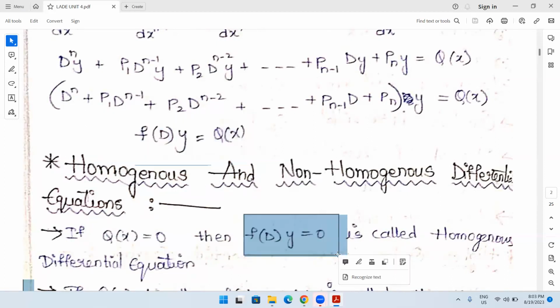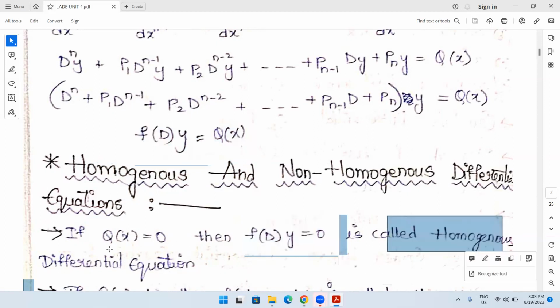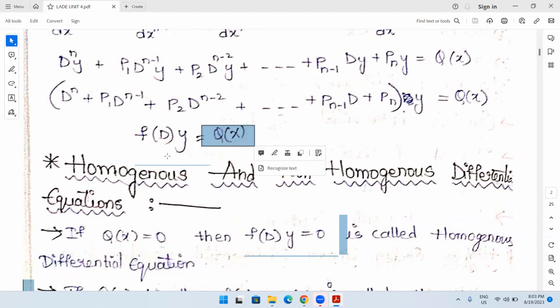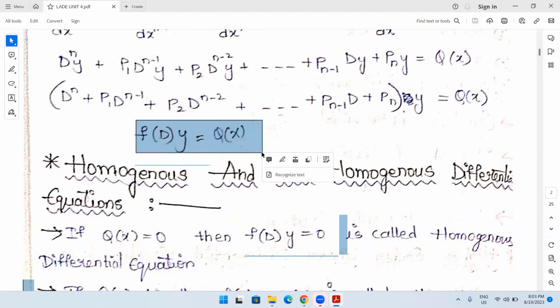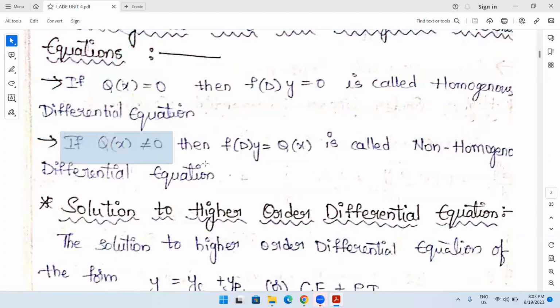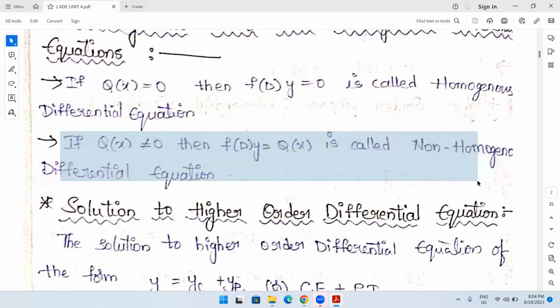Just f of y is equal to 0. This is called a homogeneous differential equation. If the right hand side q of x is not equal to 0, that is, f of D y is equal to q of x as it is, which is called non-homogeneous. So here, if q of x is not equal to 0, then f of D y is equal to q of x is called a non-homogeneous differential equation.